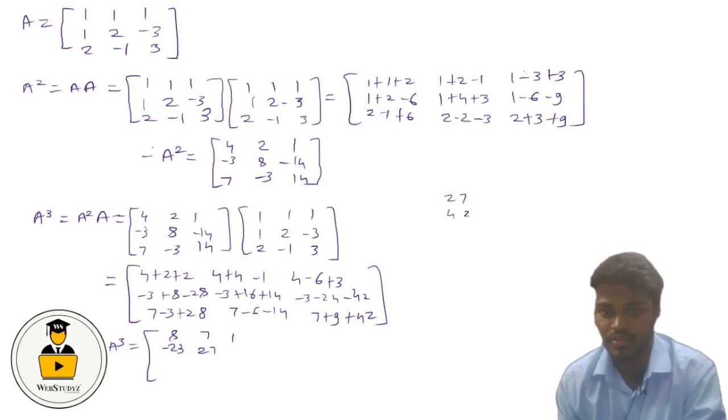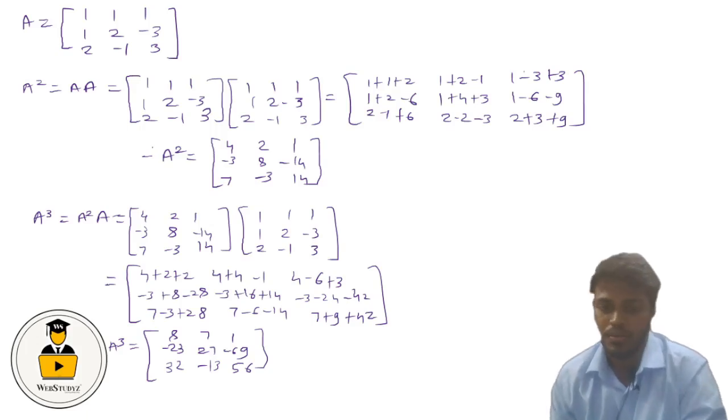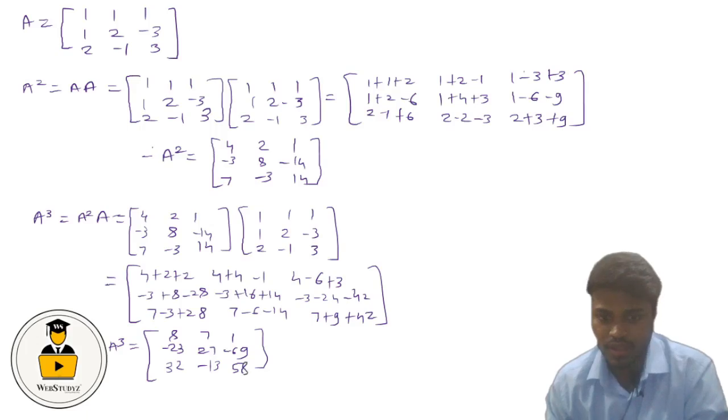So if we add this, it will be minus 69. Then 7 minus 3 is 4, 4 plus 28 is 32. 7 minus 6 is 1, 1 minus 14 is minus 13. Then 7 plus 9 is 16, 16 plus 42 is 58, not 56. So this is our A square and A cube.